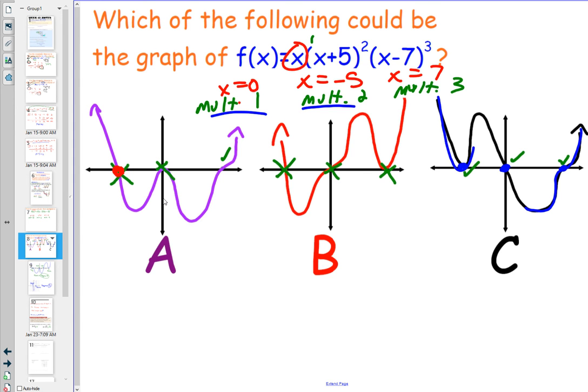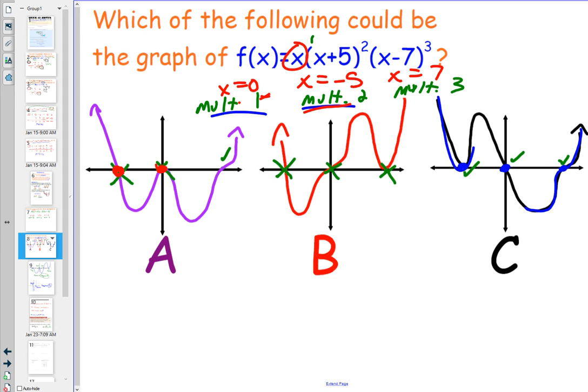Yeah, it's not balancing. It's going through. You're right. The multiplicity of negative 5 is supposed to be even. It's not balancing. This would have to be the 0. And what's wrong with that? That one is balancing off. It's turning around. And it shouldn't be turning around, because 0 is supposed to have a multiplicity of 1.